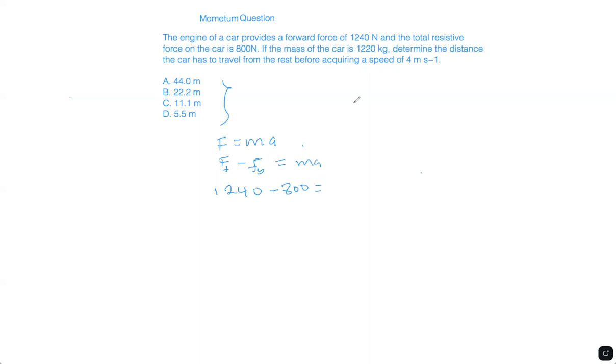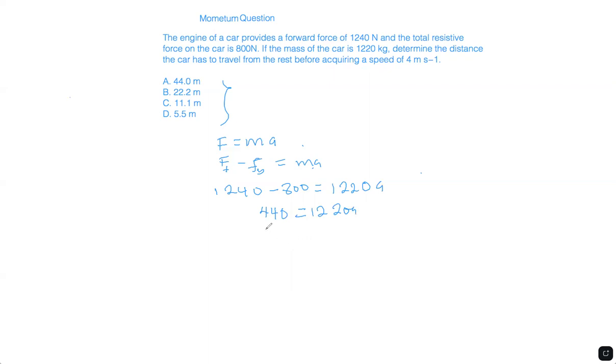So the mass was given to us. The mass was given to be 1,220. So that becomes 1,220 times acceleration. So we have to subtract this from this: 1,240 subtract 800. So that's going to give us 440.